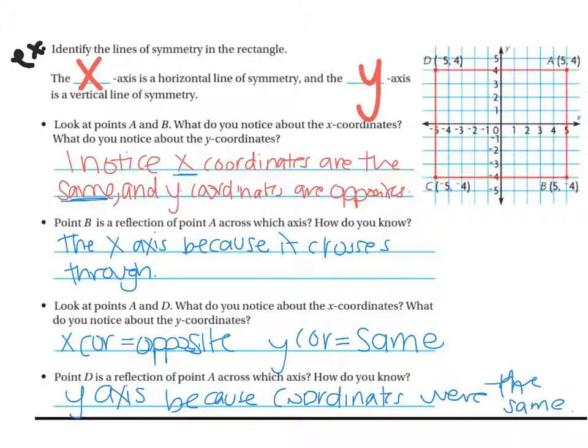So again, looking just real fast here. When we had A and B, we were going across the x-axis, and A and D are reflecting across the y-axis. If we folded it in half, A would line up perfectly with point D. If we folded it in half hamburger ways, A would line up perfectly with B.